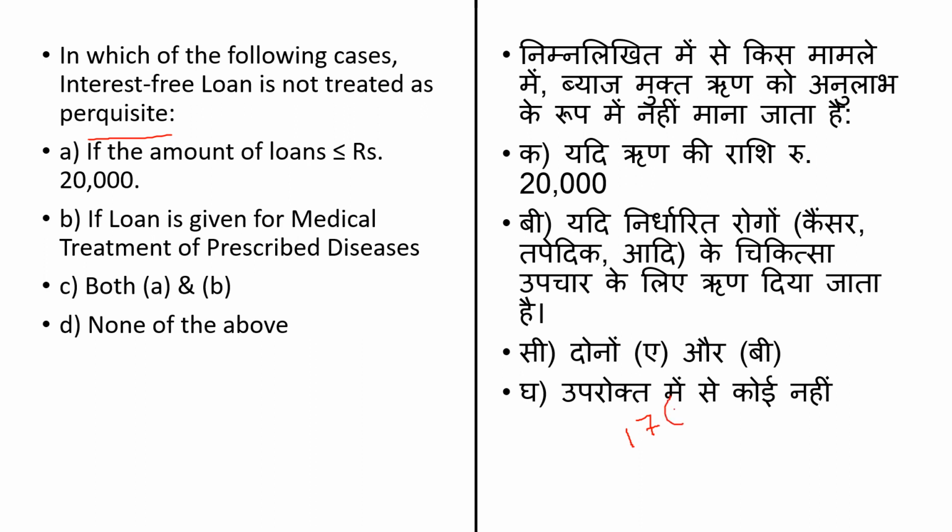Please remember, perquisite is defined under section 17 clause 2 of the Income Tax Act as including, under clause I, the value of a rent-free accommodation provided by the employer. For this, the first option is if the amount of the loan is less than or equal to rupees 20,000. Second is if the loan is given for the medical treatment of prescribed diseases. Third is both A and B, and last is none of the above.